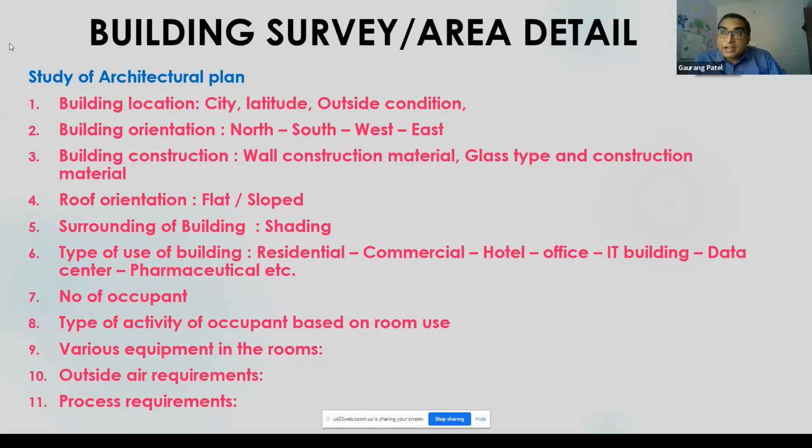So what is ventilation? It means you have a sufficient amount of outside air coming into your room. Though that outside air adds a heat load to our cooling system, it is essential to maintain proper indoor air quality. This is a big subject, indoor air quality, and as we go ahead with your course, we can cover that in more detail. And process requirements. This is the initial survey you need to do, and then we can go ahead with the various calculations.